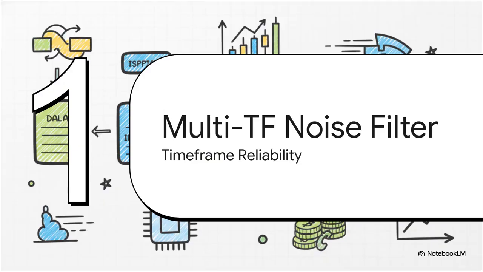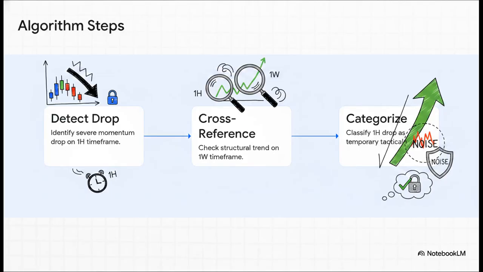Section 4, the Multi-Timeframe Noise Filter. This is where the terminal brings in the concept of time frame reliability to stop you from overreacting to micro volatility. Let's walk through this exact algorithmic sequence. Step 1. The system detects a severe momentum drop on, say, the 1-hour time frame. Now, a traditional trader might panic and sell everything here.